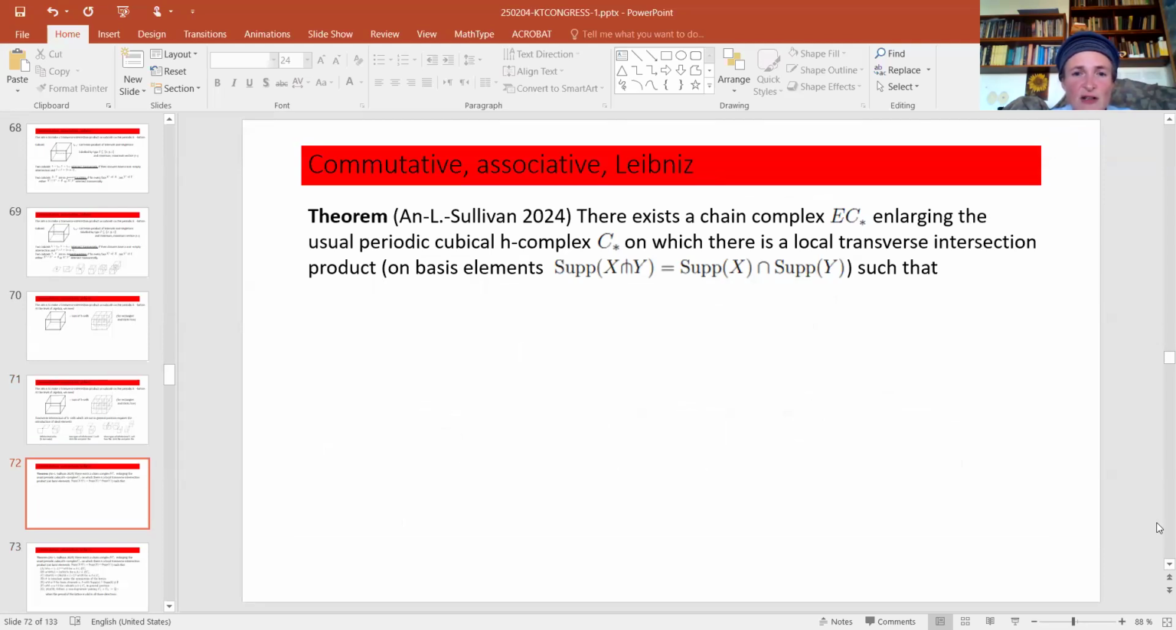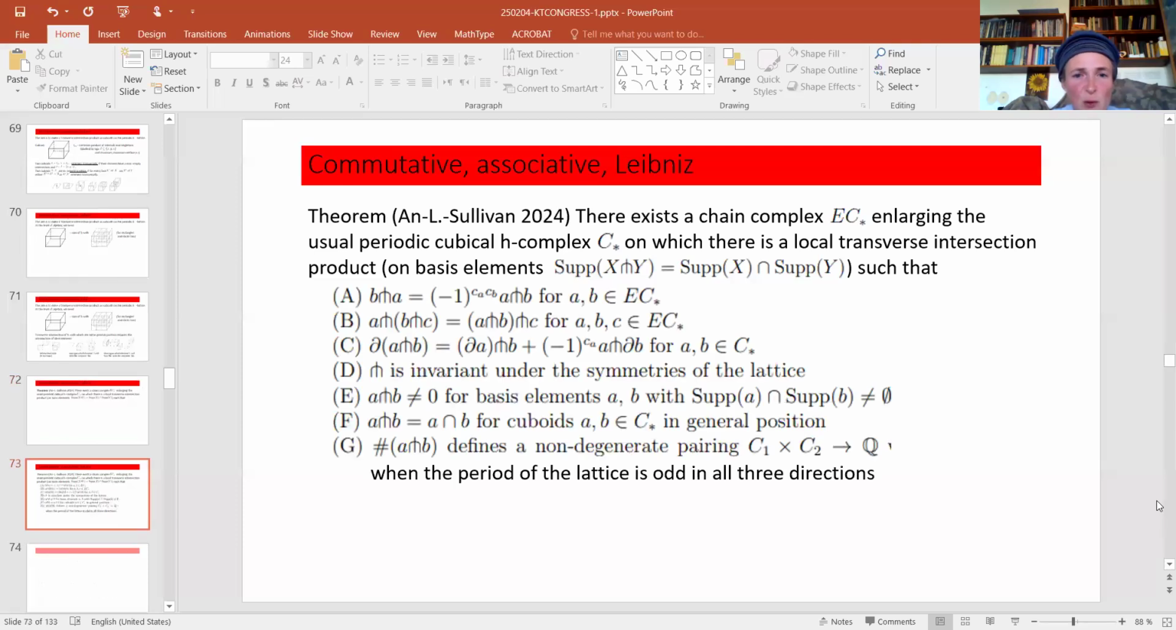You can enlarge the chain complex in such a way that the intersection is local. In other words, the transverse intersection of 2 cells will have a support which is contained in the intersection of the supports. It will be graded commutative, where the grading is by the codimension. It will be associative. It will satisfy Leibniz only on the original cells. It's invariant under the symmetries of the lattice. It's non-zero for any basis elements whose supports intersect non-trivially.